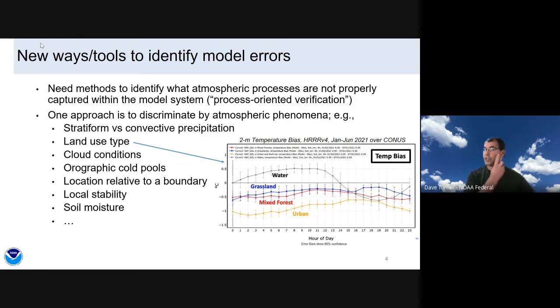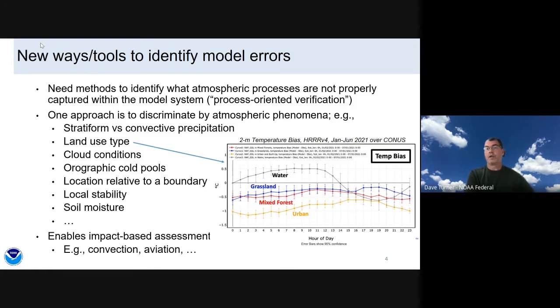As an example on land use within GSL, we do distinguish and look at the surface verification as a function of land use type. And so if you look at this, you can clearly see this is version 4, 6 months of statistics over CONUS from earlier this year. You can see we have very different behavior, very different performance in urban environments versus water environments, for example, and that this performance changes as a function of the valid hour, the time of day. And so there's lots of work that we need to do to continue to use that information to help our understanding and to realize what we are doing perhaps correctly over grassland that we're not doing correctly over water surfaces, for example. I think that this type of atmospheric phenomenon-based verification is also really useful if we're looking at impact-based assessment. So from an aviation community, they're very interested in, for example, where's the convection?